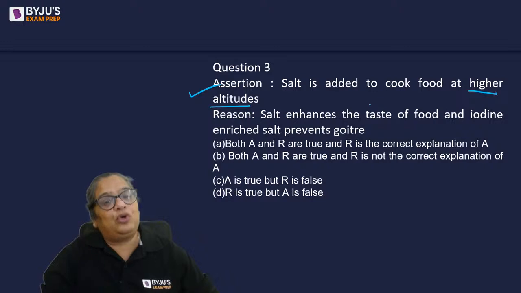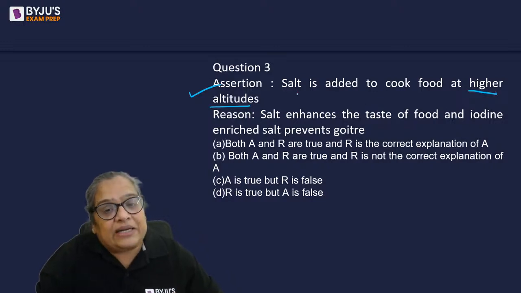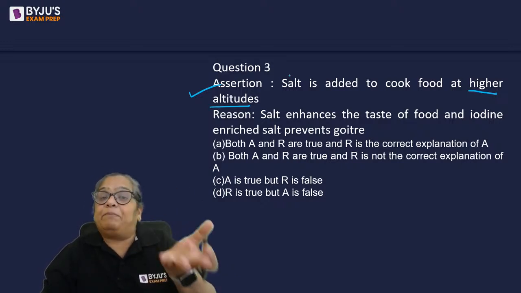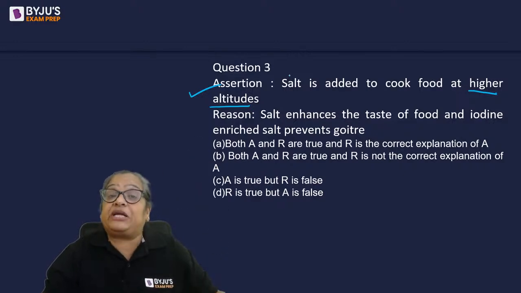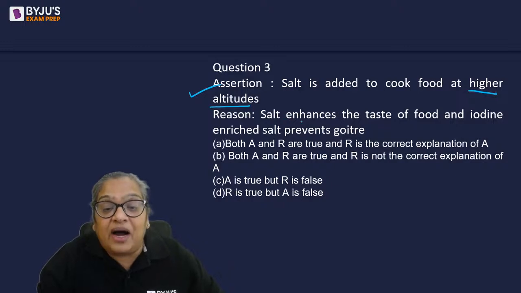Salt is added to boiling water because at higher altitudes boiling happens faster. The boiling point reduces because of reduced pressure. So salt is added to increase the boiling point so that food gets cooked better. But that is not to enhance the taste.